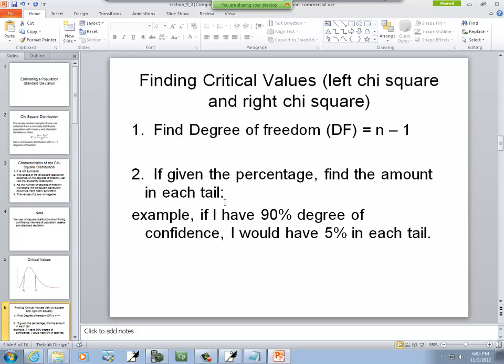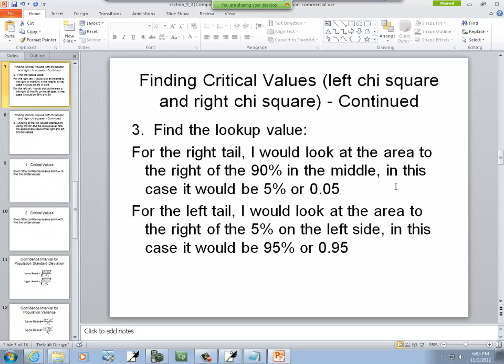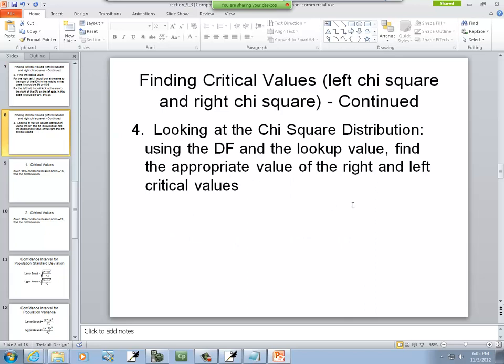If given a percentage, find the amount in each tail. So if you have 90% degree of confidence, you put 90% in the middle, and you split the 10% into your tails. So each tail would have 5%. Then you find your lookup value. For the right tail, look at the area to the right of the 90% middle. In this case, it would be 5%. For the left tail, you would look at the area to the right of the 5% on the left side. In this case, it would be 95%. And then looking at the chi-square distribution table, using the degree of freedom and lookup value, find the appropriate values of the right and left critical values.